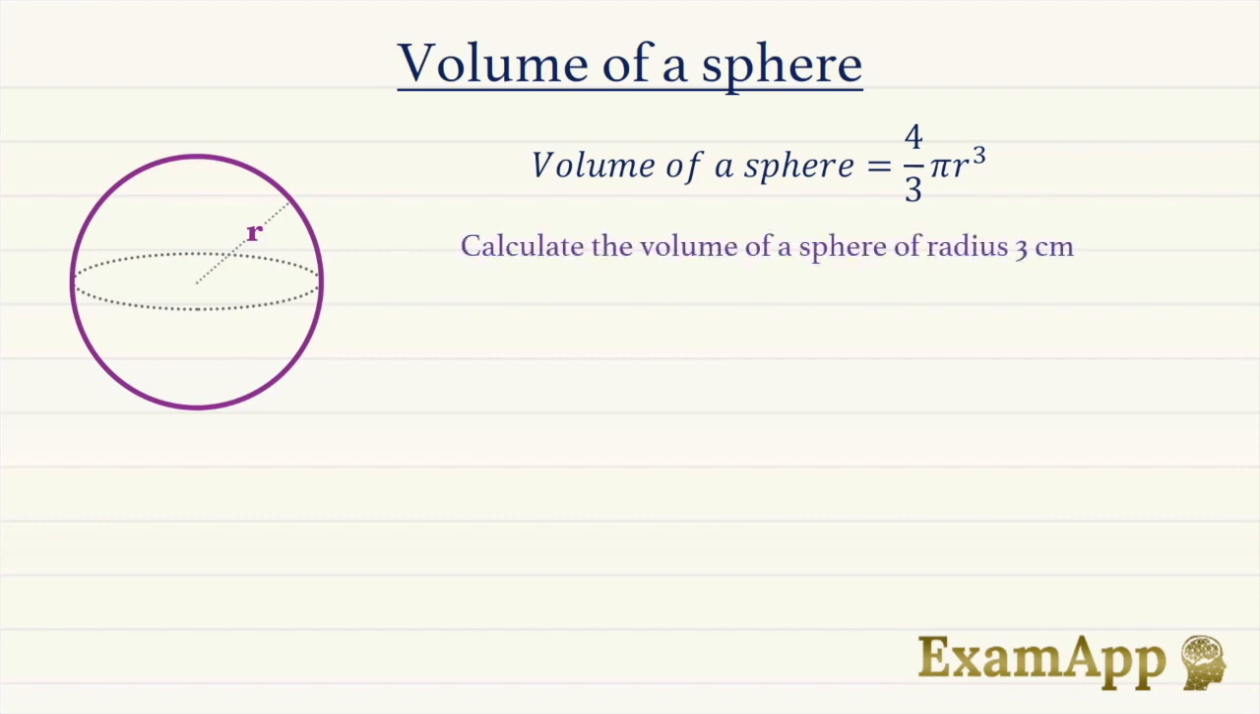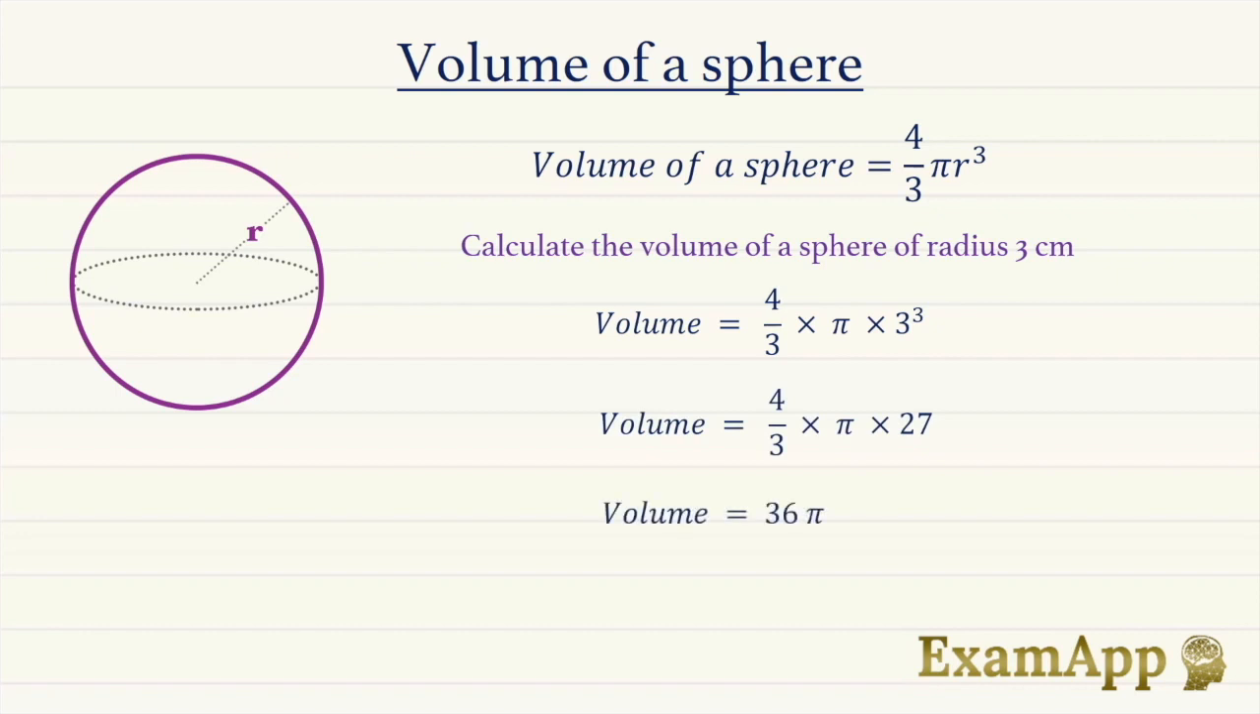Let's try to calculate the volume of a sphere of radius 3 centimeters. The volume is equal to 4/3 pi times r cubed, so that would be 3 cubed. Making sure we abide by the rules of BIDMAS, we would have to do the cubing first, as that is an indice, so that would be 4/3 times pi times 27, and 4/3 of 27 would give us 36. So the volume would be equal to 36 pi.